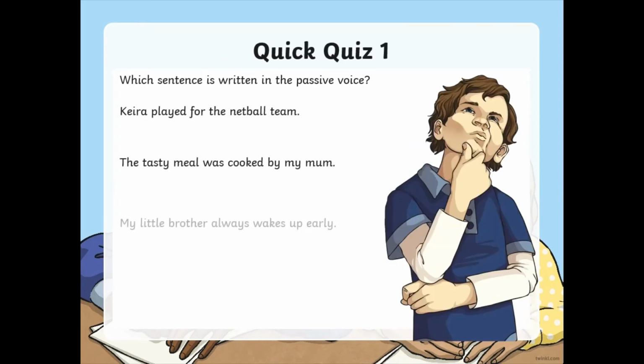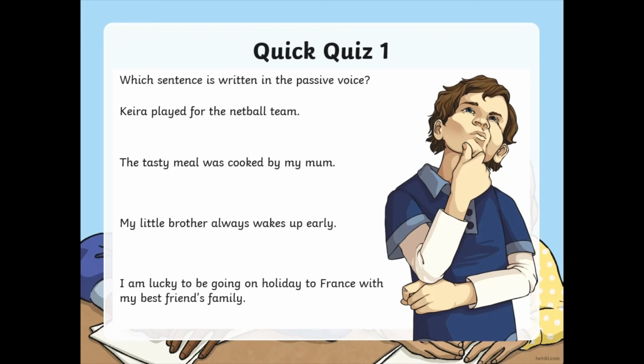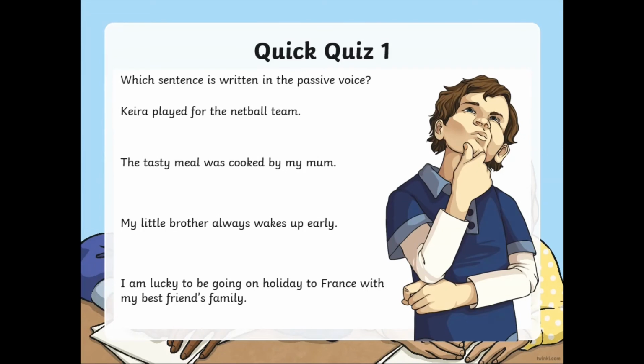So have a little look here. Which one of these sentences is written in the passive voice? Kira played for the netball team. The tasty meal was cooked by my mum. My little brother always wakes up early. I am lucky to be going on holiday to France with my best friend's family. Which one of those is in the passive voice? Try and find either the prepositional phrase at the end, by, or again, think active voice, subject, verb, object; passive voice, object, verb, subject. The tasty meal was cooked by my mum.